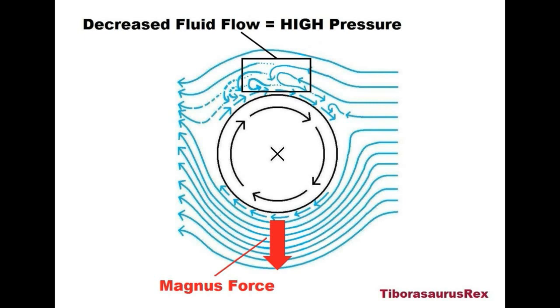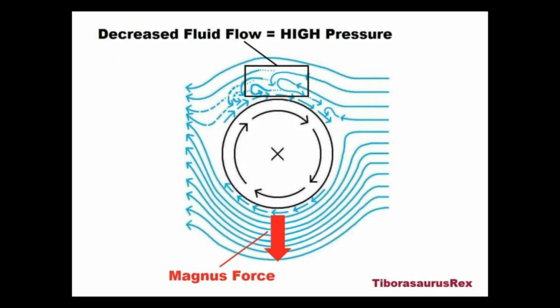So the Magnus force is acting this way. In this case, a wind coming from the right-hand side going towards the left, the Magnus force is downward towards the area of low pressure, the area of higher airflow.